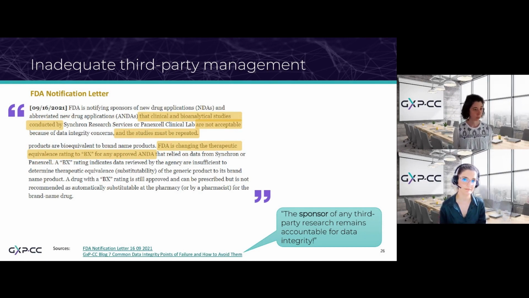For those who aren't familiar with that rating, that indicates that the data is insufficient to determine therapeutic equivalence between generics and the brand product. So that really requires a lot of work to do it all over. And it's important for sponsors to realize that whenever you've got third-party research going on, you as a sponsor are still accountable for data integrity, no matter where the actual research or testing is being carried out.